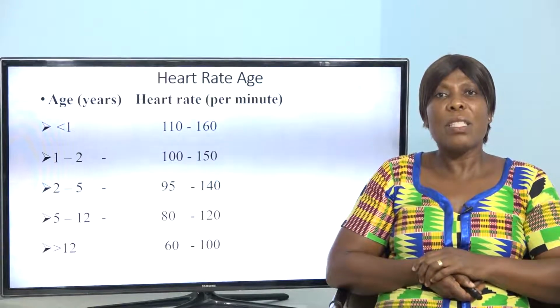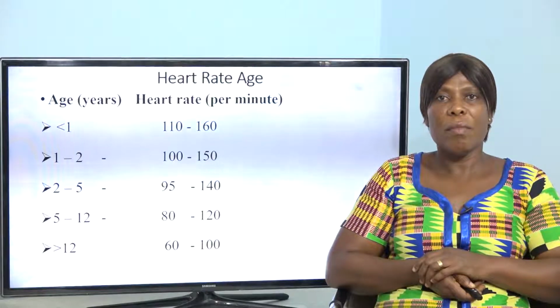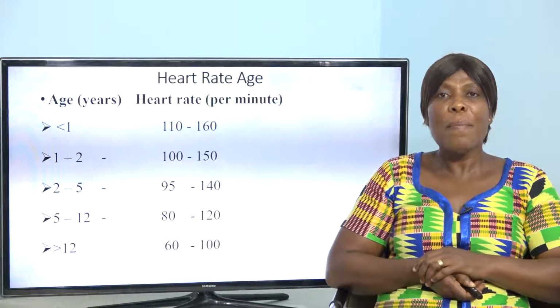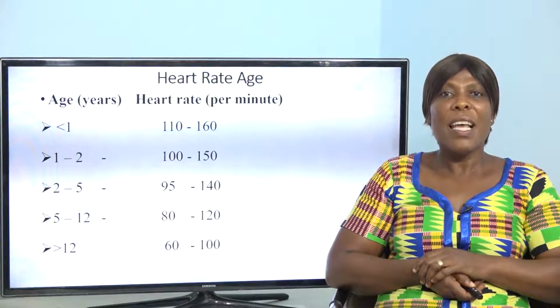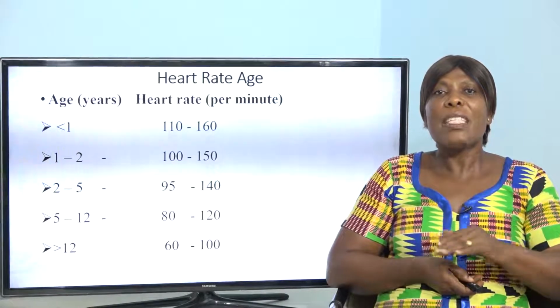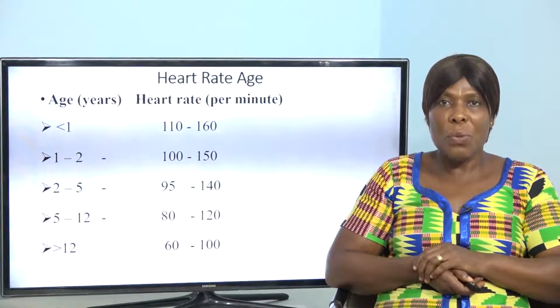Let's look at the heart rates for each age. The heart rates per age. Less than 1 year, we are saying that the heart rate is between 110 to 160 per minute. 1 to 2 years, we have 100 to 150. 2 to 5 years, 95 to 140. 5 years to 12 years, 80 to 120. And then over 12 years, 60 to 100. So this is where the heart rate, and with the babies, we can determine the heart rate using the stethoscope.